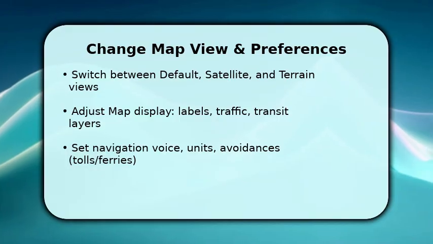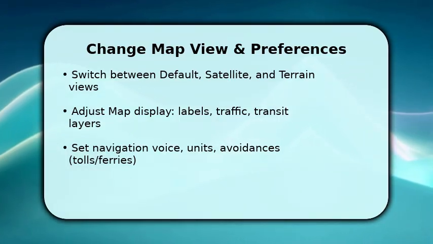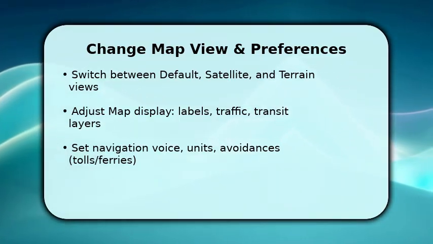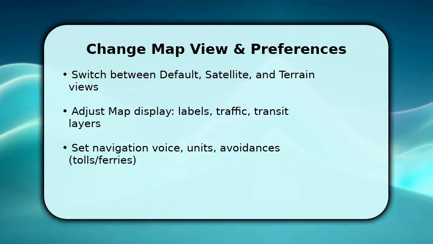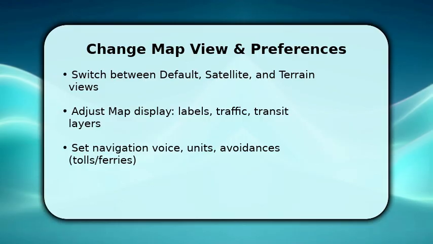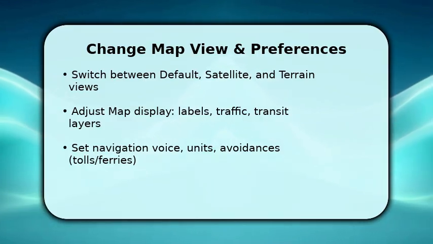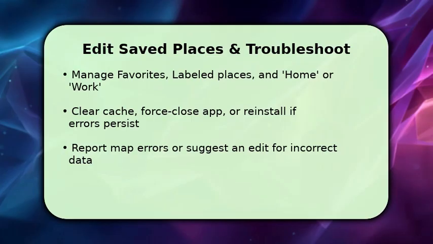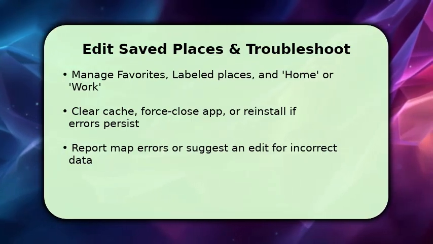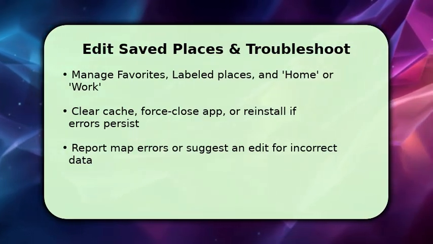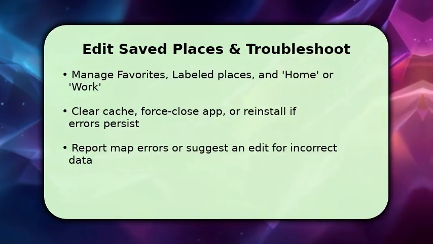In Settings, change units to miles or kilometers and set voice guidance and avoidances such as tolls or ferries so routes match your preferences. Finish by editing saved places and confirming changes work. Go to Save to rename, move, or delete favorites and label your home or work so suggestions improve. This affects routes and commute predictions.